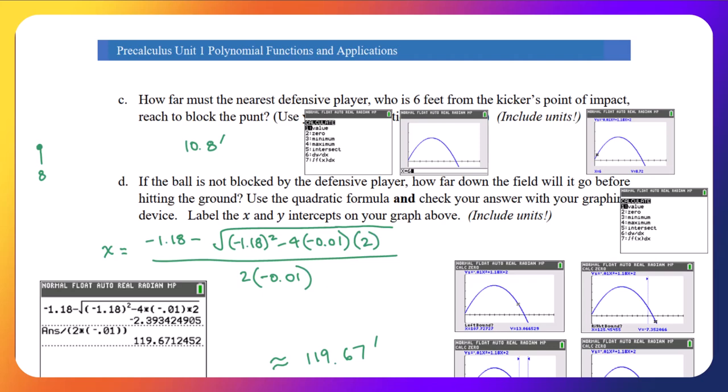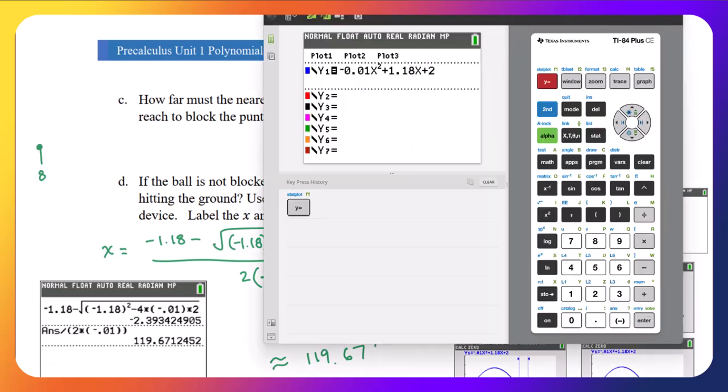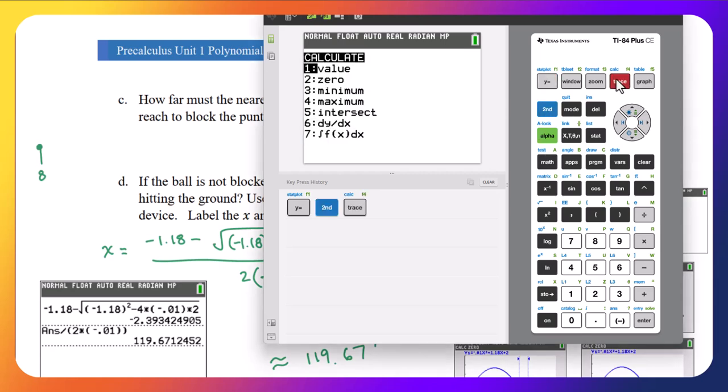Now let's talk about the defender. He is 6 feet or so away from the kicker. So we go up to this point right here where the ball is going to be. We want to see how high the guy has to jump to block the kick. So as you can see, we still have our formula in y equals. So I'll go to second and calc.